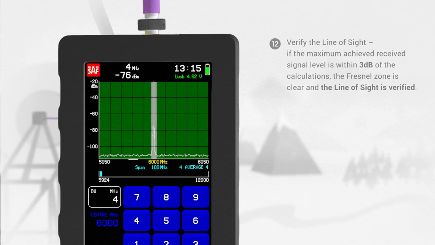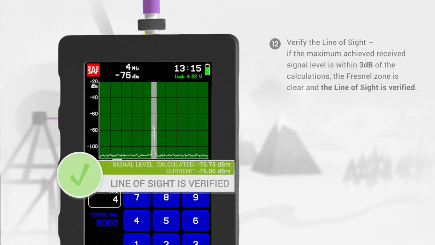12. Verify the line of sight. If the maximum achieved received signal level is within 3 dB of the calculations, there are no obstacles within the chosen link path and the line of sight is verified.